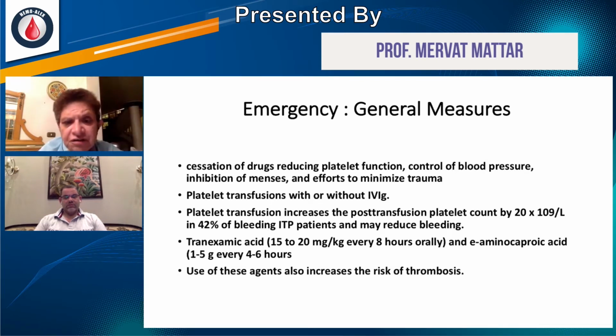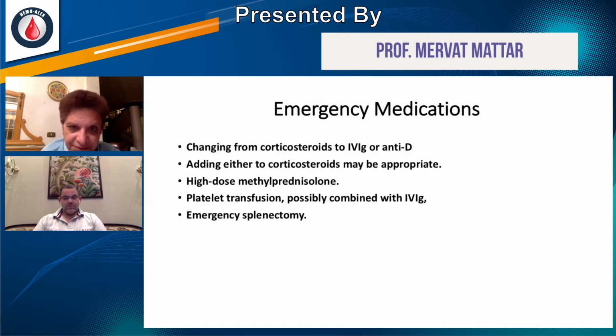A platelet transfusion increases the post-transfusion platelet count by around 20,000 in 42% of bleeding ITP patients and may reduce bleeding. Of course, you can add tranexamic acid and aminocaproic acid because this stops any bleeding. Use of these agents also increases the risk of thrombosis, so please be careful. And it has been tried to give recombinant factor 7 because recombinant factor 7 stops any type of bleeding, but this is not recommended in the recent guidelines at all. So please be careful with that.